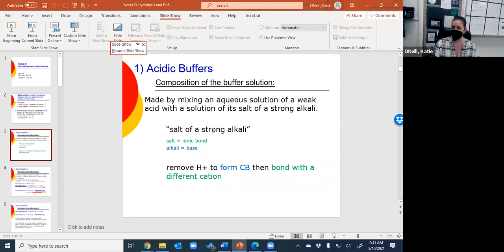So how do we make the salt of the strong alkali? Well, basically, you remove the hydrogen ion, and then you're going to be looking at the conjugate base there. So say, for example, acetic acid, the acetate ion would be the conjugate base, okay? And then that's going to bond with some other cation. So maybe like a sodium acetate or potassium acetate. So we've got the hydrogen removed to form the conjugate base, and that conjugate base is going to bond with it. And so we want to put those two things in the solution together.